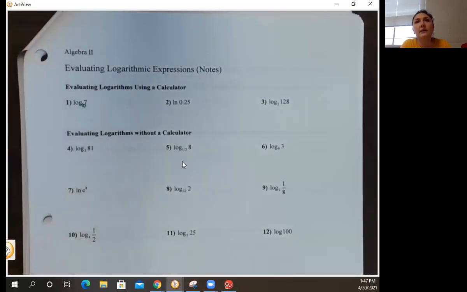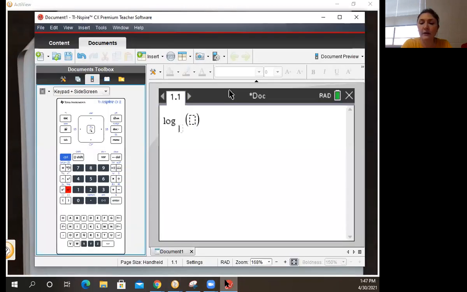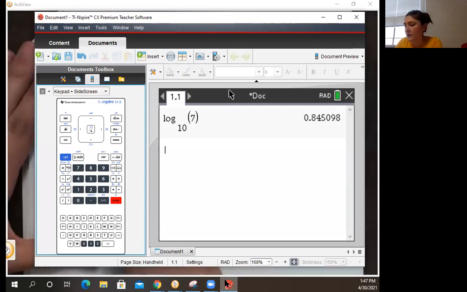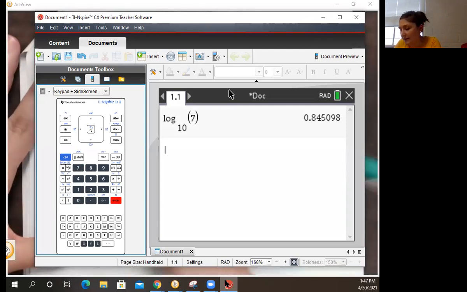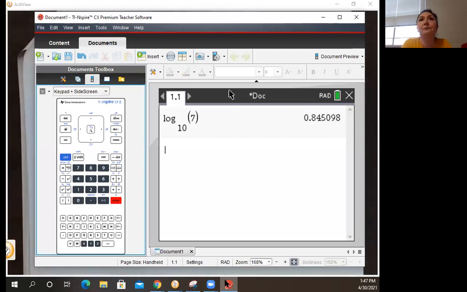So on my calculator, I'm going to type 10 in for my base, and then I'm going to arrow over so that I can type in my argument, which is 7 for this first example. And then I'll hit enter, and that gives me that approximation for my log. So the log of 7, or log base 10 of 7, is 0.845. We'll round to 3 decimal places there.